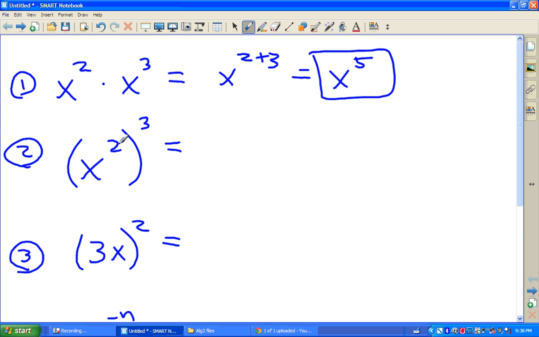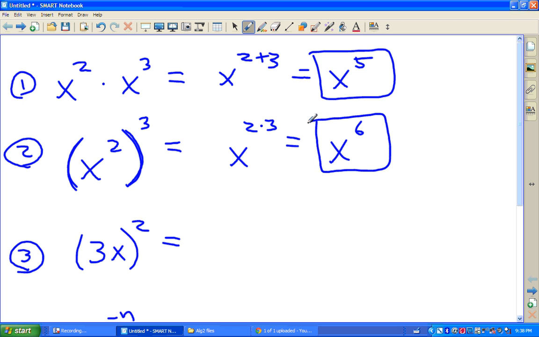The next one would be when you have something in parentheses raised to a power, that's when you would multiply those two exponents. This one would be 2 times 3, or actually x to the sixth. We hope you see that too.